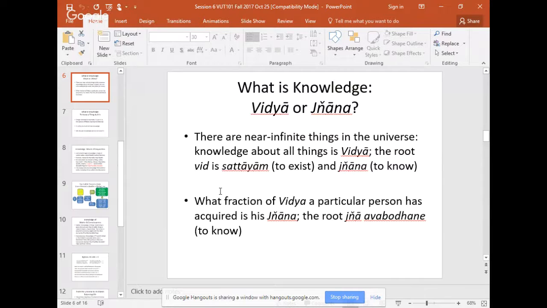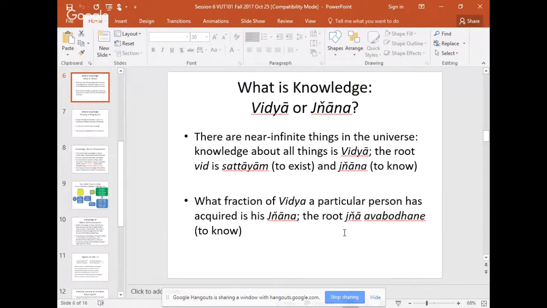Now try to understand the term Jnana. What fraction of Vidya a particular person has acquired is his knowledge, his Jnana. So Jnana is, I have acquired a fraction of the knowledge that is in the library. So this is my knowledge. So Vidya is knowledge which is scattered in the world. Jnana is the knowledge that I have acquired. This is very important to understand.